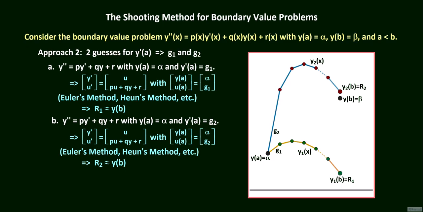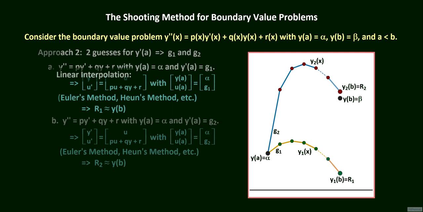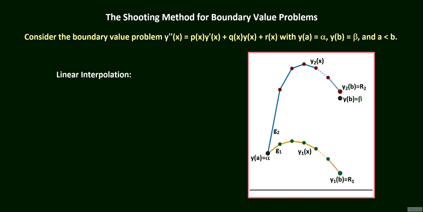If r sub 2 equals beta, then y sub 2 is the shooting method's solution to the boundary value problem. If not, we apply linear interpolation to find what the shooting method's initial slope y prime of a should be. Using g sub 1, we found r sub 1. Using g sub 2, we found r sub 2. Using the correct y prime of a, we should get the correct y of b, or beta. Let the correct shooting method's value for y prime of a be equal to g.